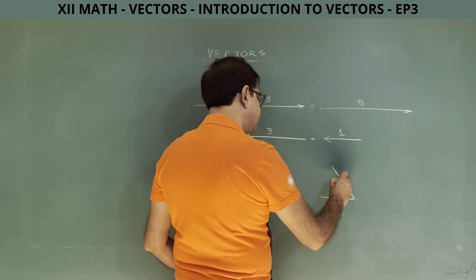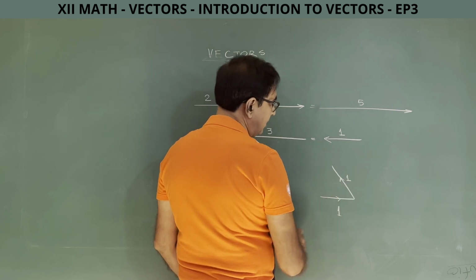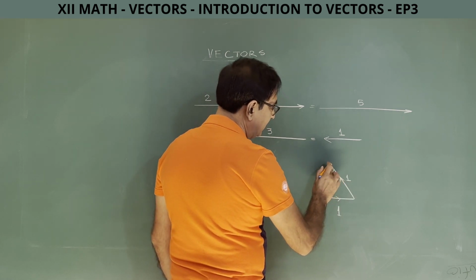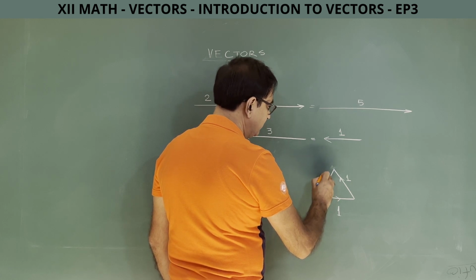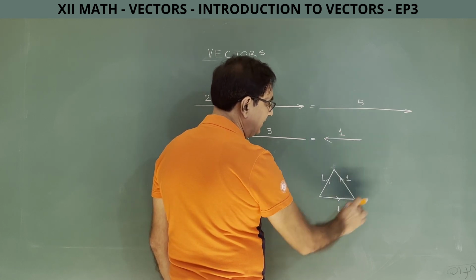This is another vector, say magnitude 1. Now, the sum of these 2 vectors will be like this and I want this to be 1. So, yes, it is possible. This has become an equilateral triangle.